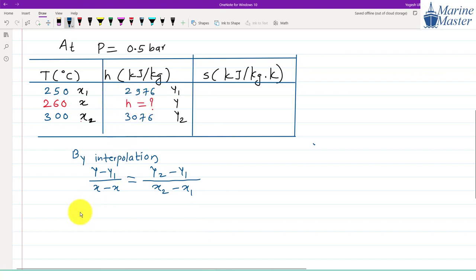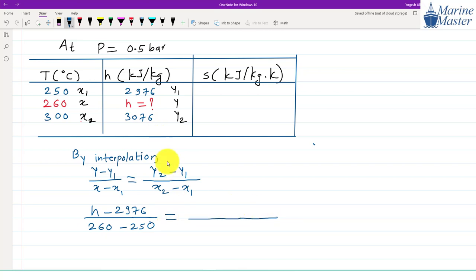The value of y is unknown to us; that is H, which we need. So (H minus 2976) divided by (260 minus 250), where x is 260 and x1 is 250, is equal to (y2 minus y1), that is 3076 minus 2976, divided by (300 minus 250).